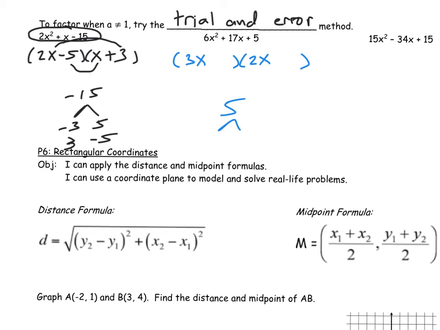Okay, now this one gets really, really straightforward with the 5, because notice here, positive, positive. I only have one set of factors to check, 1 and 5. It's just a matter of where do they go. Is it going to be 3x plus 1 or 3x plus 5?